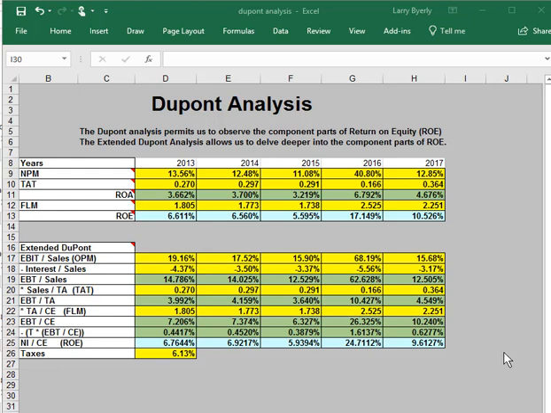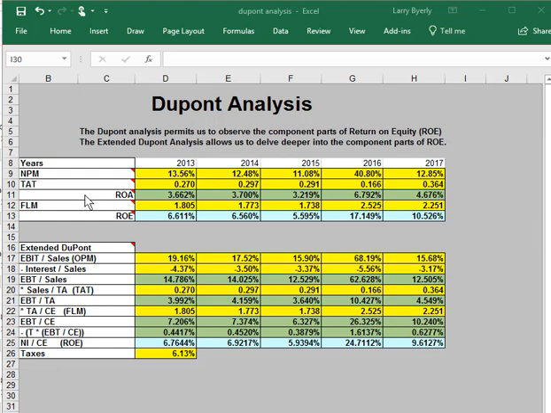In this video, we're going to talk about the Dupont Analysis. Essentially what this does is it allows us to take a further look into the return on equity ratio. So we want to be able to understand what kind of decisions management makes in order to increase or provide a decent return on equity to the owners of the company.